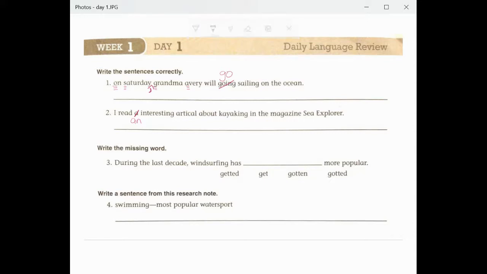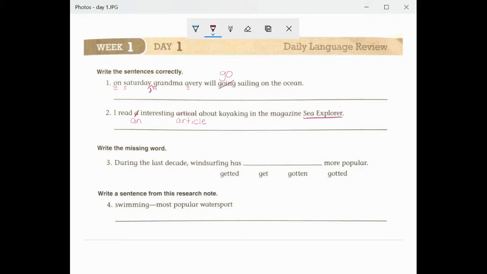That is not how you spell article. A-R-T-I-C-L-E. I read an interesting article about kayaking in the magazine Sea Explorer. The names of books and magazines need to be underlined. That's just the rule. And those are all the corrections for sentence number 2.